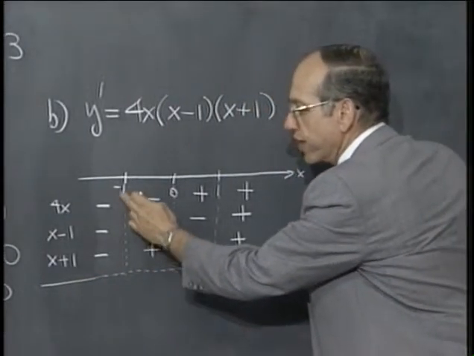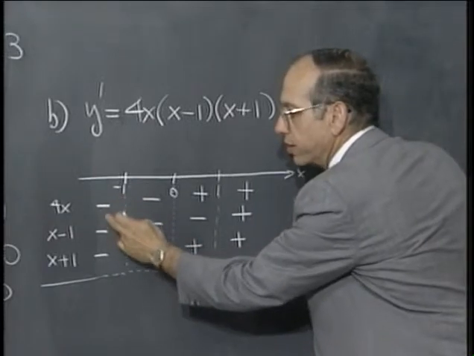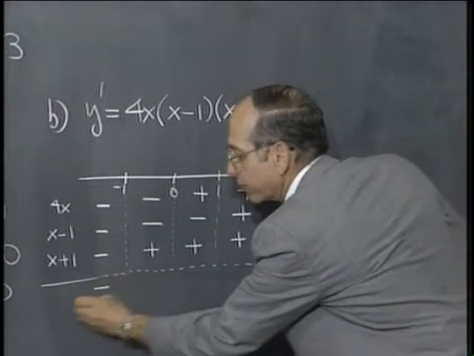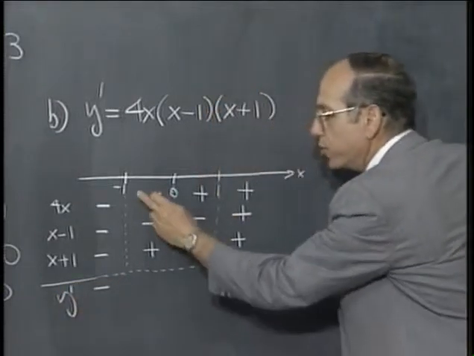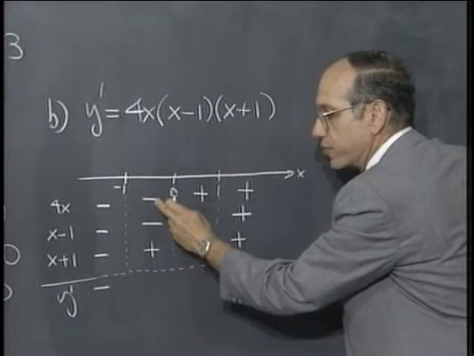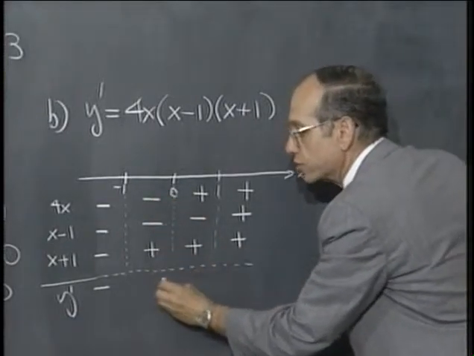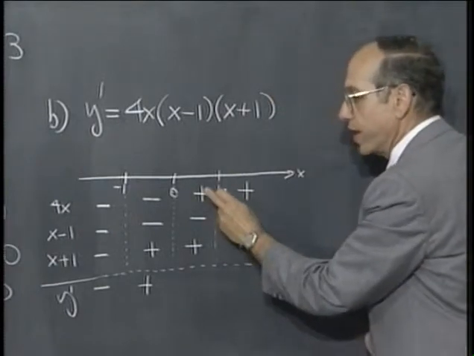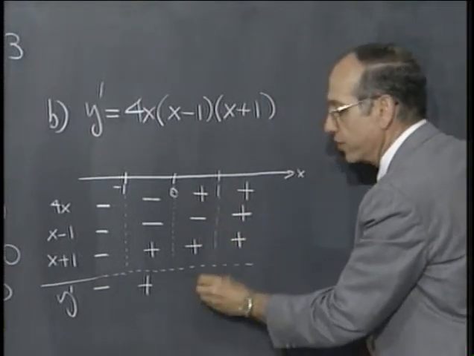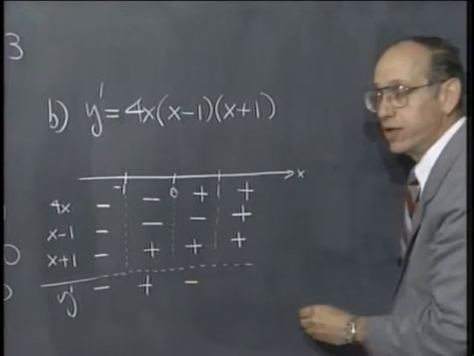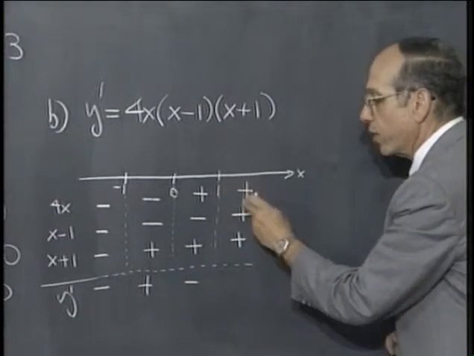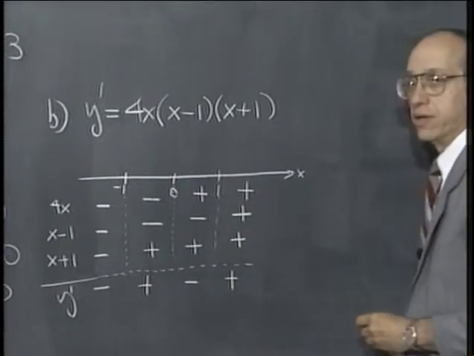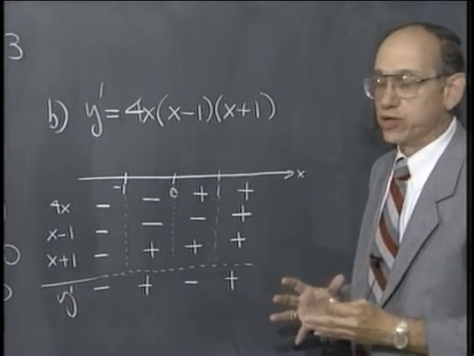Now let's look at the sign of y prime in each of these regions. In the first region, that is to the left of minus 1, we have the product of 3 negative numbers, so y prime is negative. Between x equals minus 1 and 0, we have the product of two negatives and a positive, so y prime is positive. Between 0 and 1, we have the product of two positives and a negative, so y prime is once again negative. And finally, to the right of 1, we have the product of three positive numbers, so y prime is positive. Now, what does this tell us about the function y?